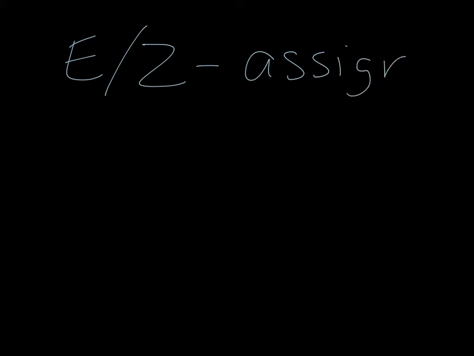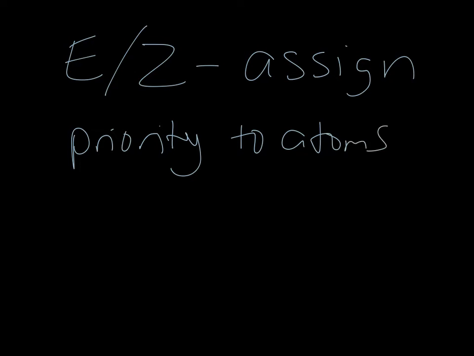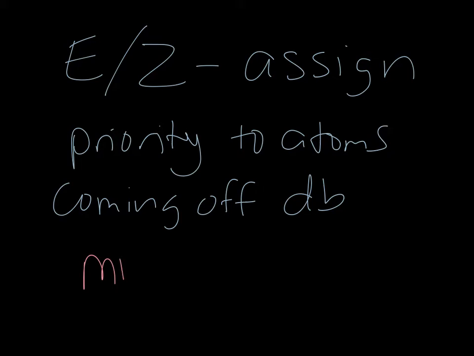So to assign E and Z, we need to assign priorities to the groups coming off of the double bond. And I'm going to say atoms, because we're going to go one atom at a time. And this is going to be by molecular weight. And the higher the molecular weight, the higher the priority. So it's analogous to what we did when we looked at stereochemistry of sp3 hybridized carbons to assign R or S. The atom with the highest molecular weight will be the highest priority group.